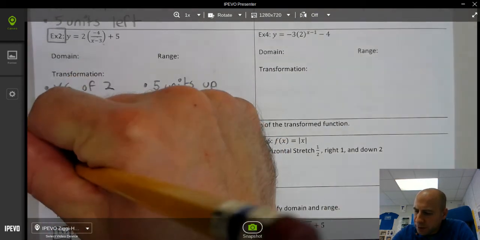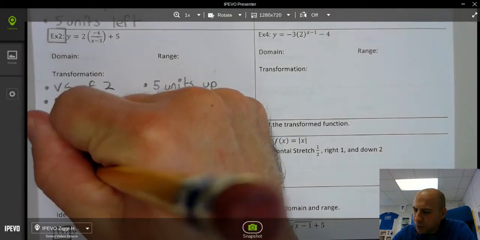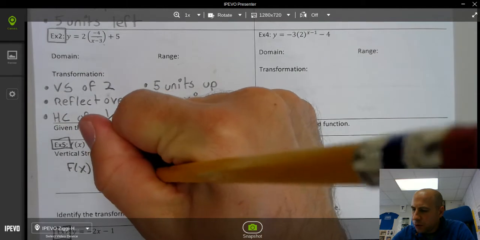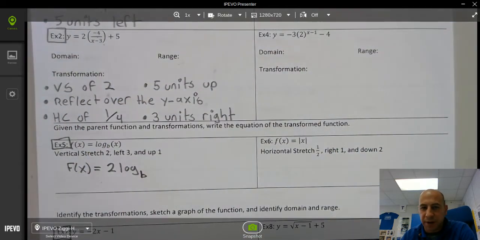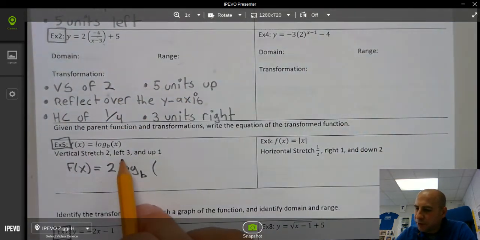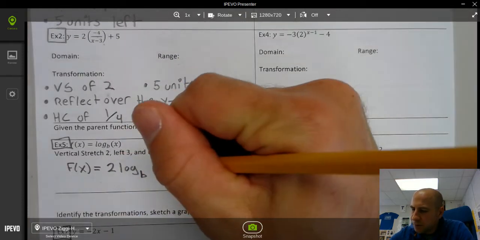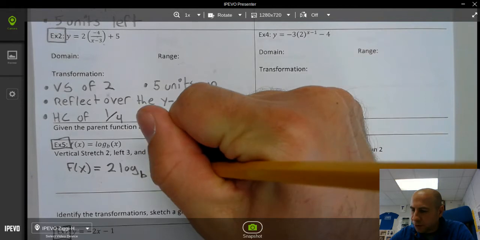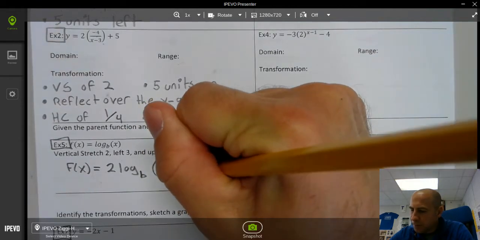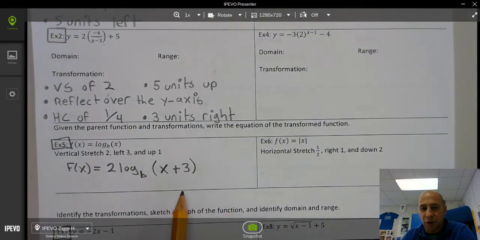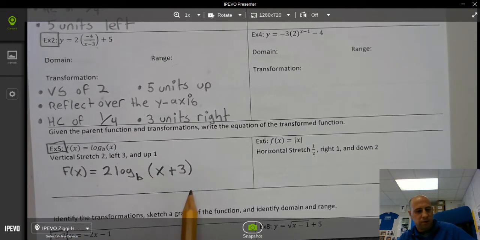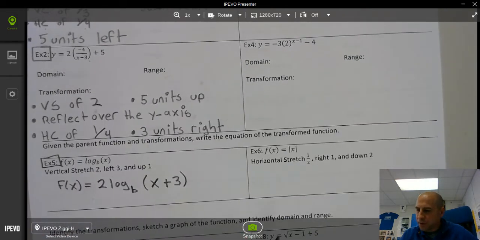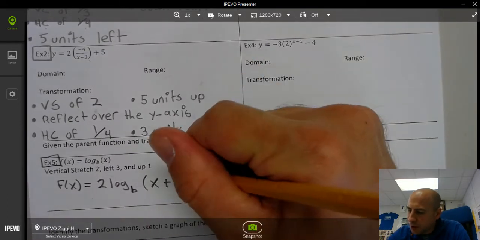That means f of x equals, the 2's on the outside, so it's 2 log. We don't know what the base value is, so that's just going to have to stay b. Parentheses, it's left 3 units, so that's x, and it's opposite, so make sure I said it's right, +3. Okay, and again, we're basing this all on our notes right here, okay? And then up 1, so that's +1.